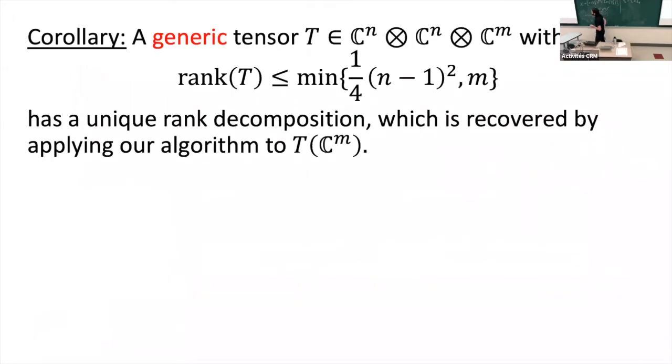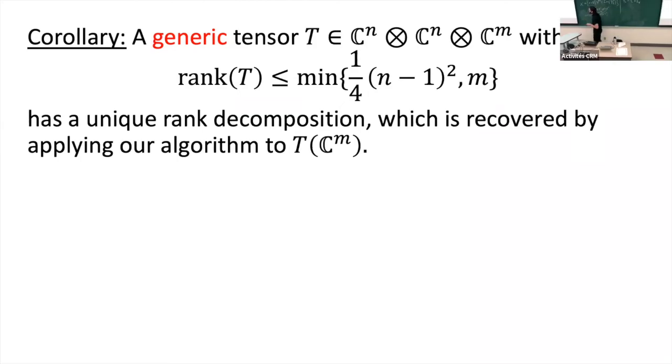So for example, what this gets as a corollary is that a generic tensor in C^n tensor C^n tensor C^m, of rank at most 1/4 (m minus 1) squared, take the minimum of that with m, has a unique rank decomposition, and it's recovered by applying this algorithm I haven't told you about yet to the image of T.